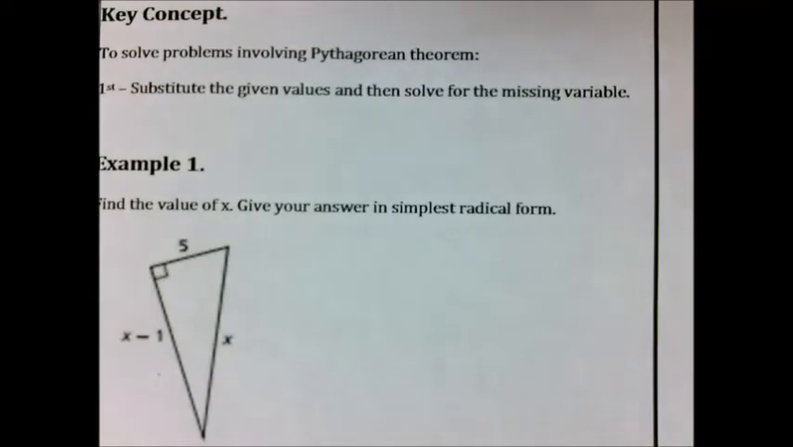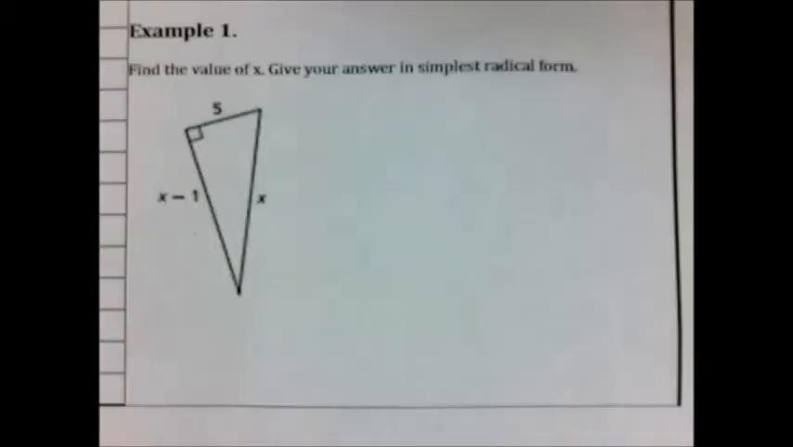The key concept to understand when we're solving problems with the Pythagorean Theorem is that the first thing we want to do is substitute the given values that we know in for a, b, and c, and then solve for the missing variable. Whatever we're missing, that's what we end up solving for. So example 1 is asking us to find the value of x, and to give our answer in simplest radical form if we need to.